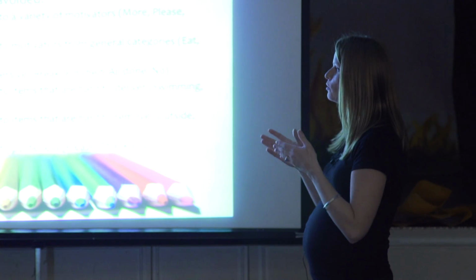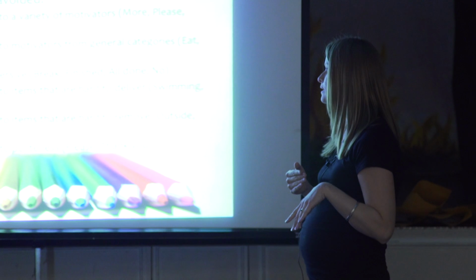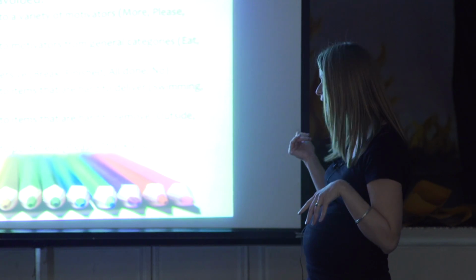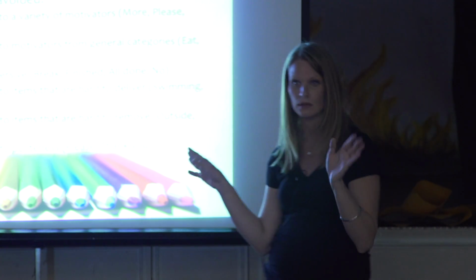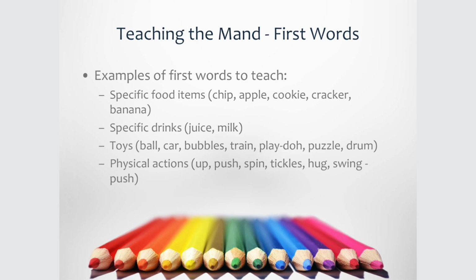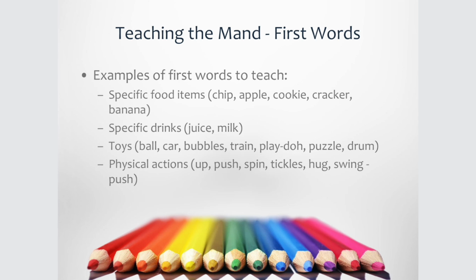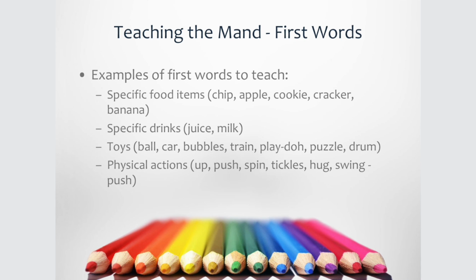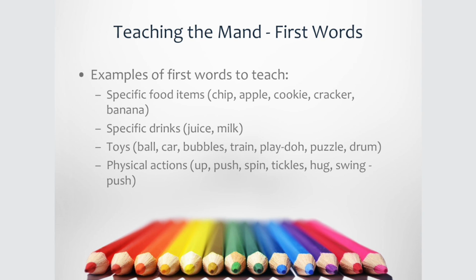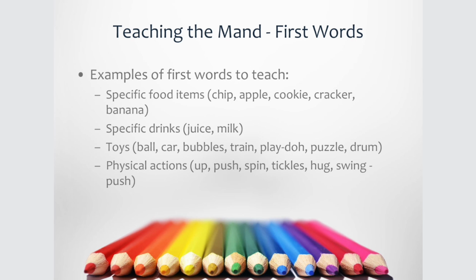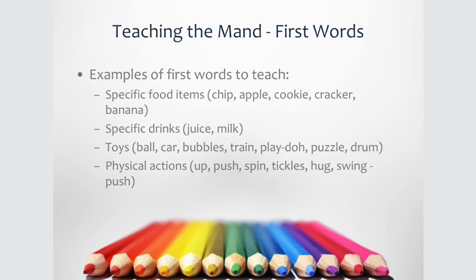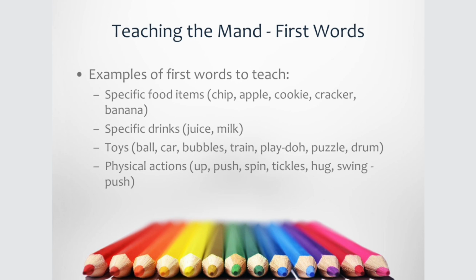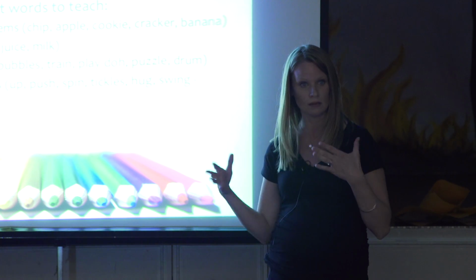And also words that are related to items that are hard to deliver, like swimming, riding a bike, outside, gum, please and thank you. It doesn't have meaning yet. So these are just some examples of words to teach. Chip, apple, cookie, cracker, banana. They're specific. Specific drinks, juice, milk. Specific toys, ball, car, bubbles, train, Play-Doh. Or physical actions, up, push, spin, tickles, hug, swing.